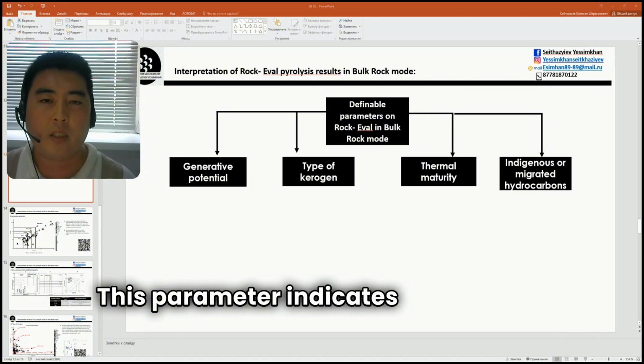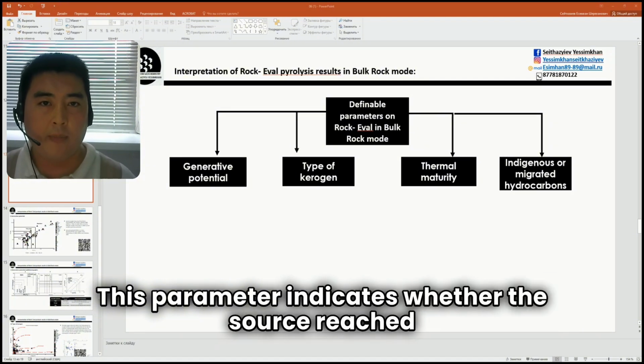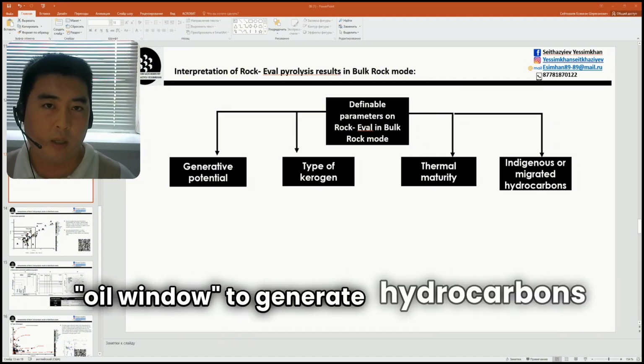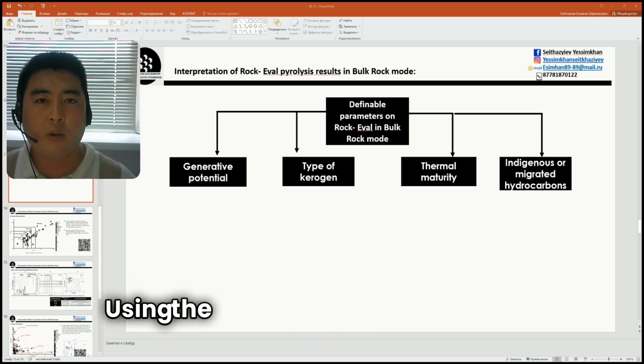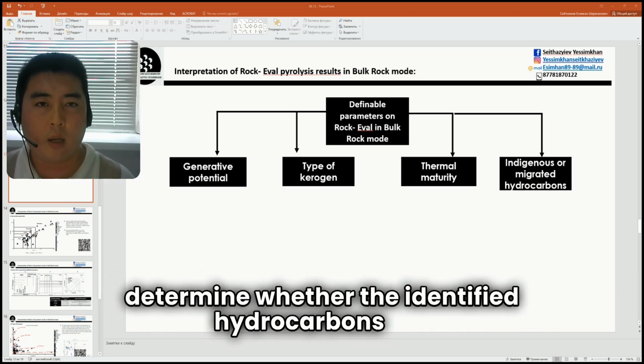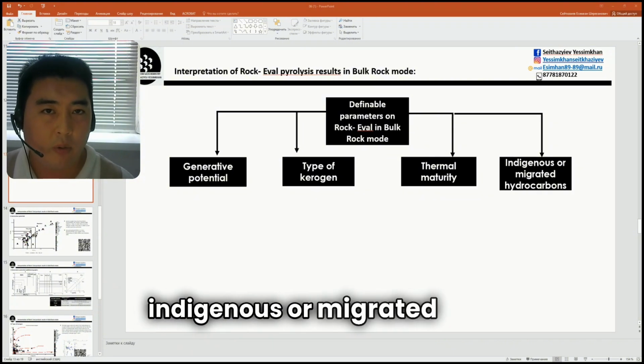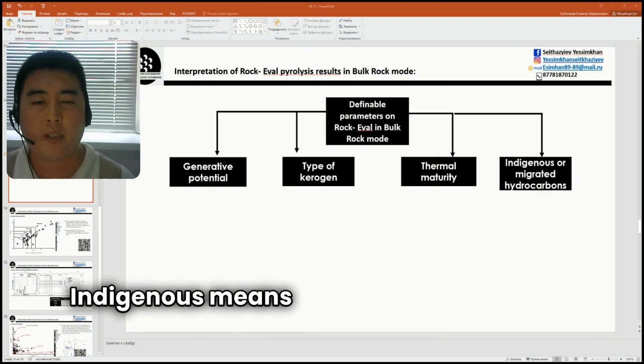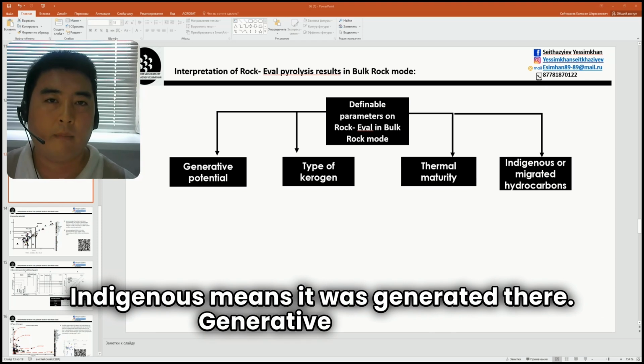This parameter indicates whether the source rock reached oil window to generate hydrocarbons or not. Using the fourth parameter, you can determine whether the identified hydrocarbons are indigenous or migrated. Here, indigenous means it was generated there.